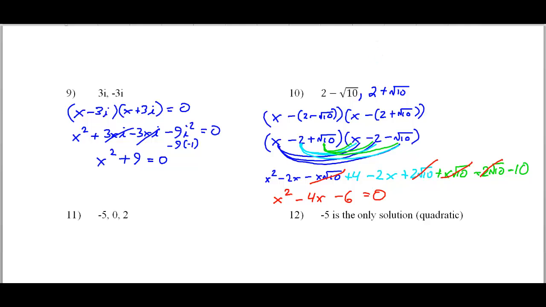Alright, let's move to our final two problems here, and you'll notice that in problem 11 there are 3 answers here. And the reason why there are 3 answers is this is going to make a trinomial. Now watch what happens here. With our 3 answers here, this is going to be x, x minus negative 5, or x plus 5. This is x minus 0, which is just x, and this is x minus 2.